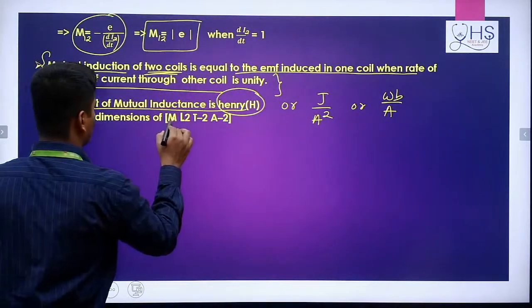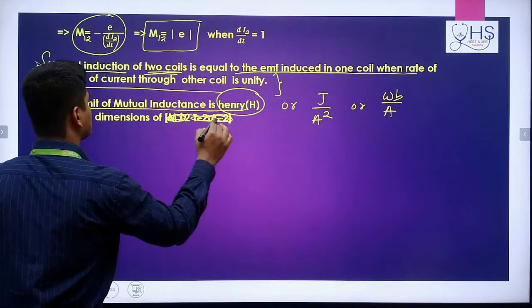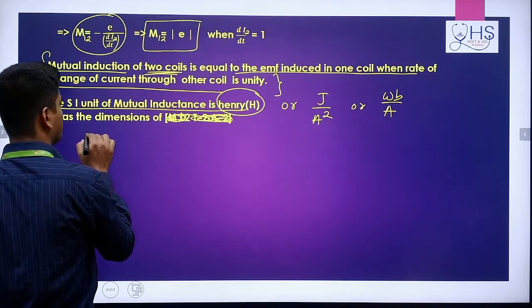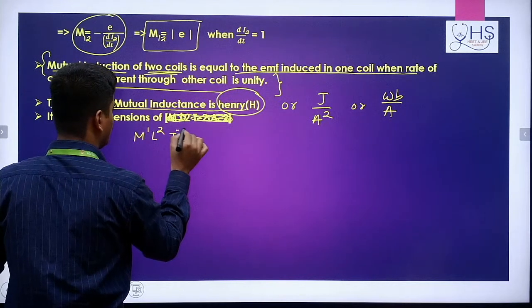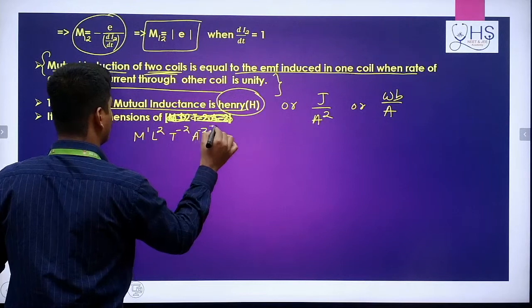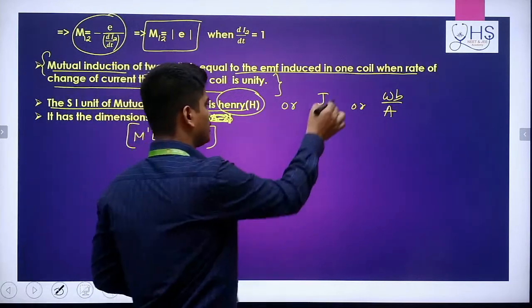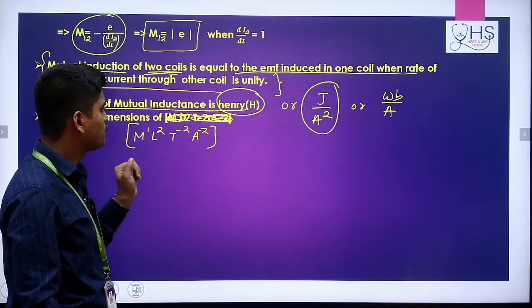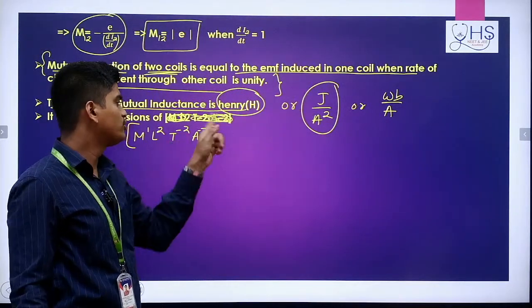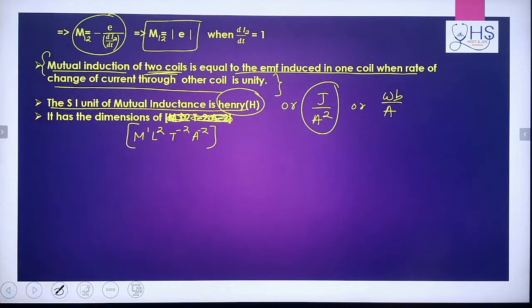And what is the dimensional formula of mutual inductance? It has a dimension of M1 L2 T minus 2 A minus 2. So you can remember this one, Joule by ampere square. Joule by ampere square is nothing but, now A2 will go down, so A to the power minus 2, M1 L2 T minus 2. So mutual inductance has a dimension of M1 L2 T minus 2 A minus 2.